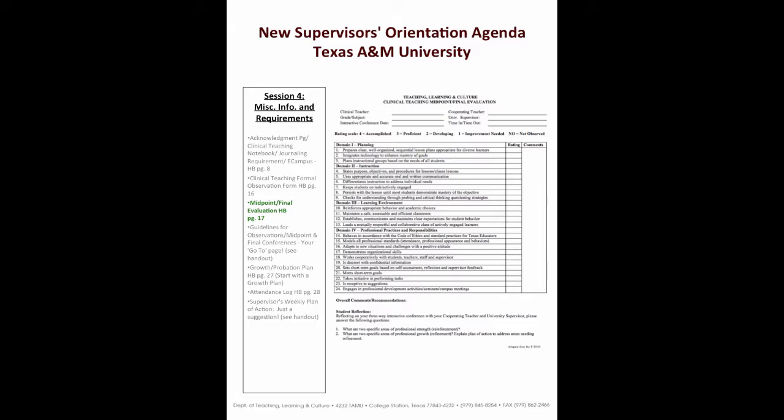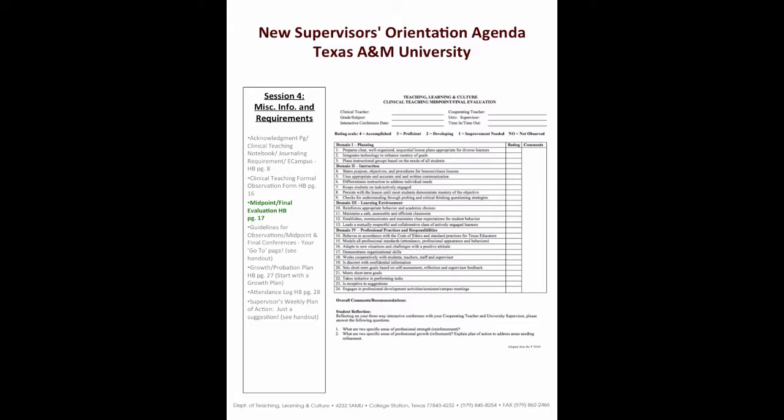You will give prior notification through an email to the cooperating teacher noting a day and time for the 3-way midpoint conference, and do the same later in the semester for the final conference. You and the cooperating teacher will each fill out this form separately and bring the completed forms to the midpoint conference and again to the final conference at the end of the semester.